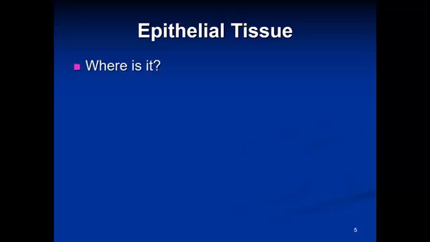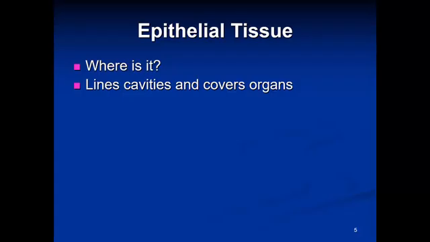Epithelial tissue can be found all over the body, and because it lines cavities and organs, every hollow organ and tube in your body is lined with epithelial tissue. The blood vessels, the entire digestive tract, the uterus, uterine tubes, the vas deferens in the male, all of these are tubes or organs that are lined with epithelial tissue.